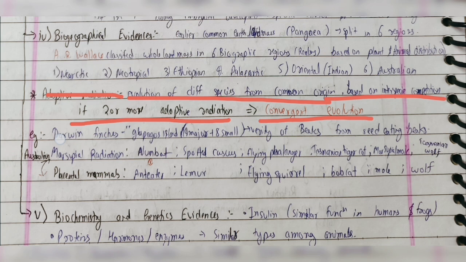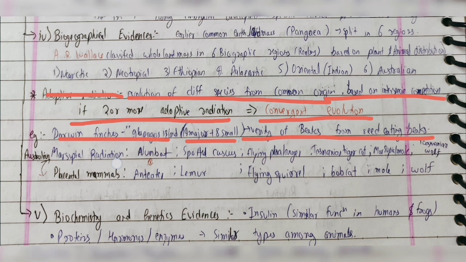The example of this is Darwin's finches on the Galapagos Islands, which were 14 major or small groups of islands. There were a variety of beaks, from seed-eating beaks to fruit-eating, then insect-eating. Many types of finches developed from the original seed-eating beak birds.